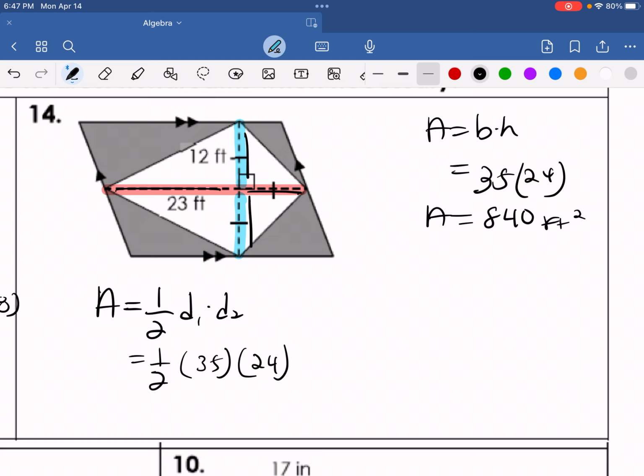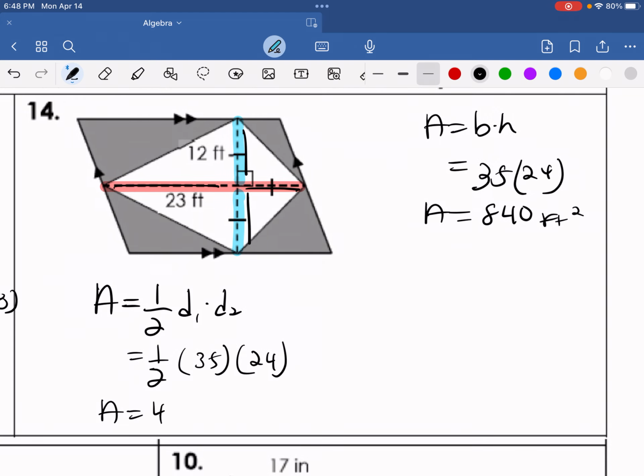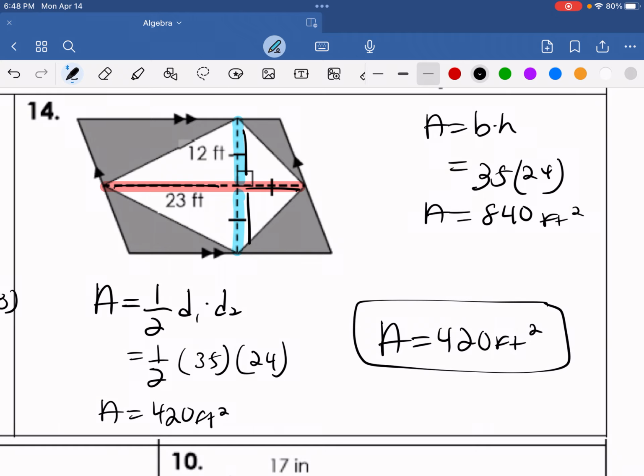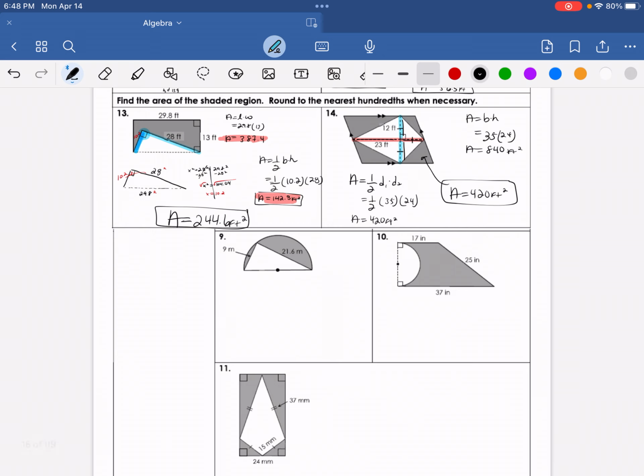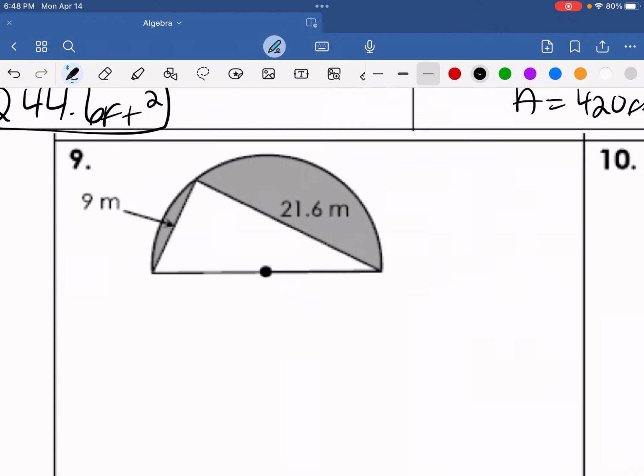So it should be half of 840, which should be like 420. So the area is 420 for the kite, feet squared. And again, we subtract 840 minus 420, and it should leave us with 420. And that's the answer for just the gray sections. For the rest of them, honestly, they're exactly the same.